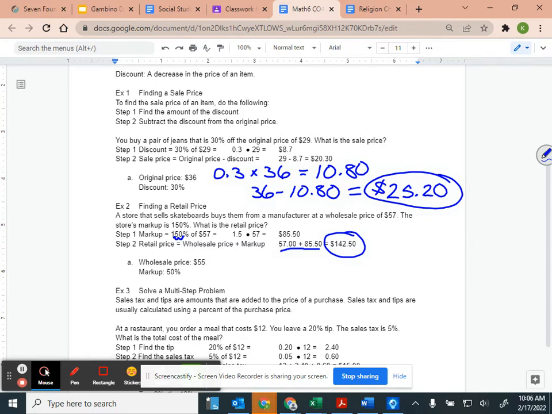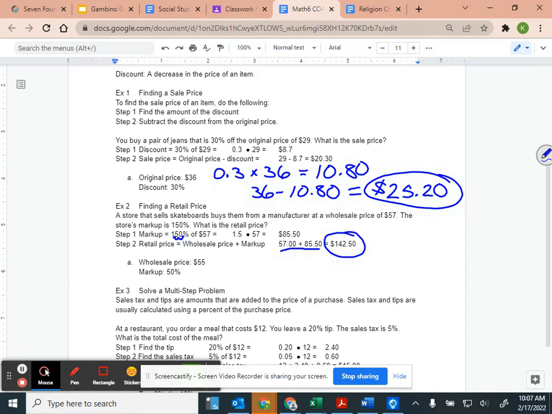So they paid $57 for it. They're selling it for $142.50. So they can put in their pocket $85.50. That's their profit. Does that make sense? So you have to look at what your questions are asking for. If it's a sale price, there's a discount, you're minusing it, you're subtracting it because it's getting smaller. If it's a markup, it means you're increasing.